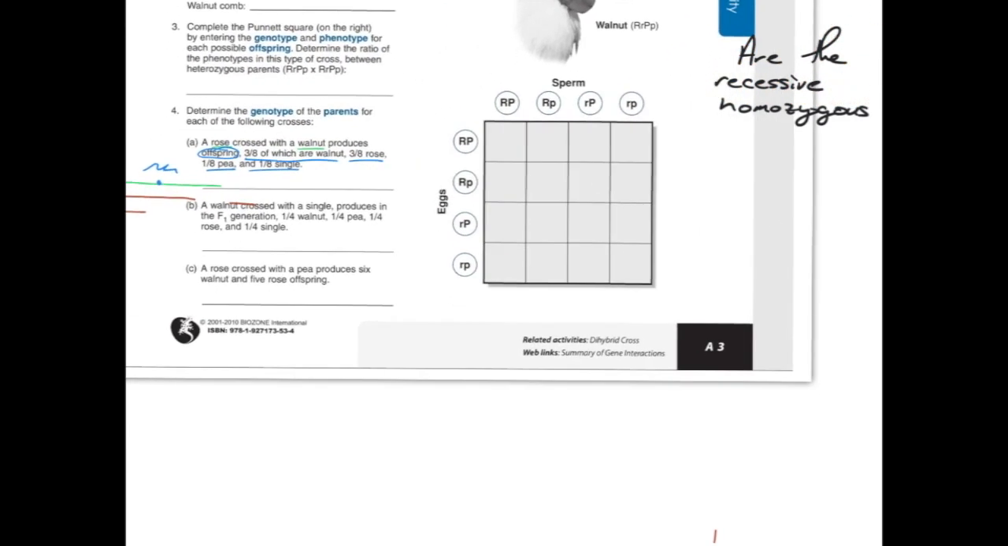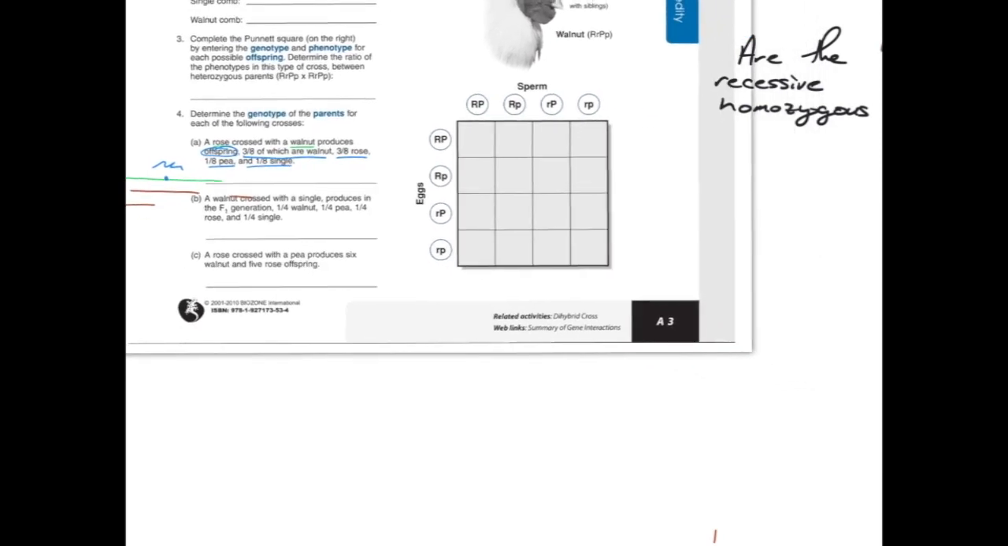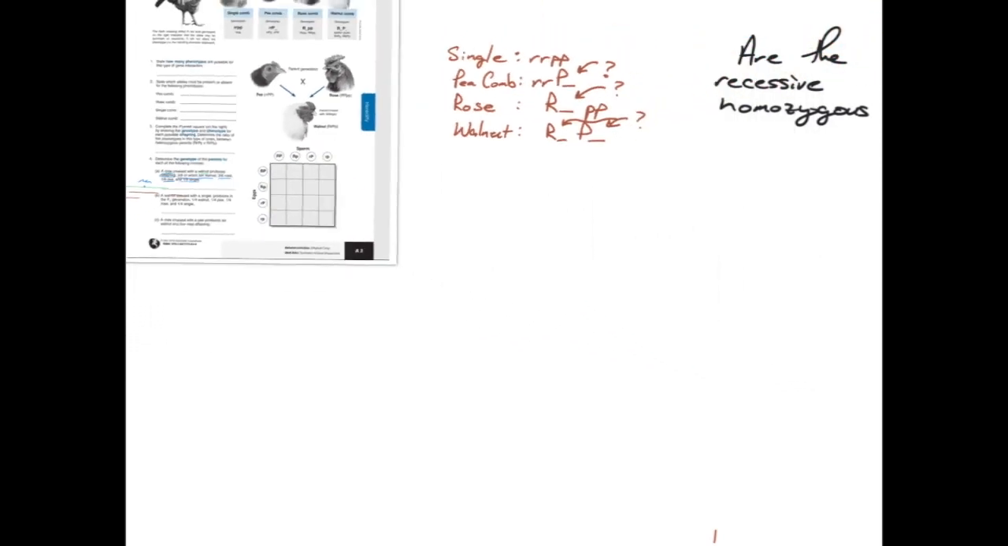So it says rose crossed with walnut. So what does that mean? Let's do the cross. When they tell you rose crossed with walnut, the first thing I think you should do is write the possible genotypes for the rose and then the walnut. So the rose is going to be big R, blank, little p, and you're crossing it with the walnut, which is R unknown, P unknown.